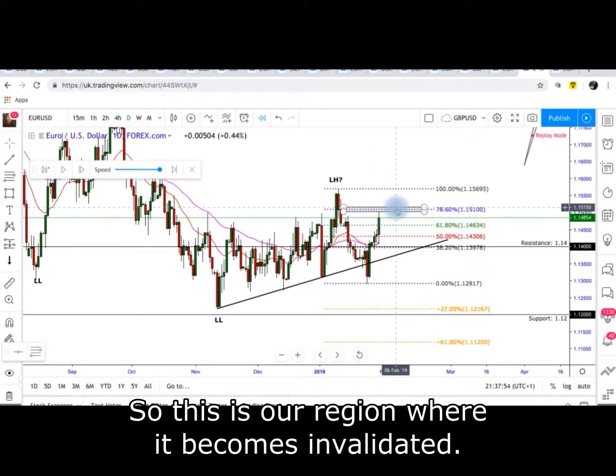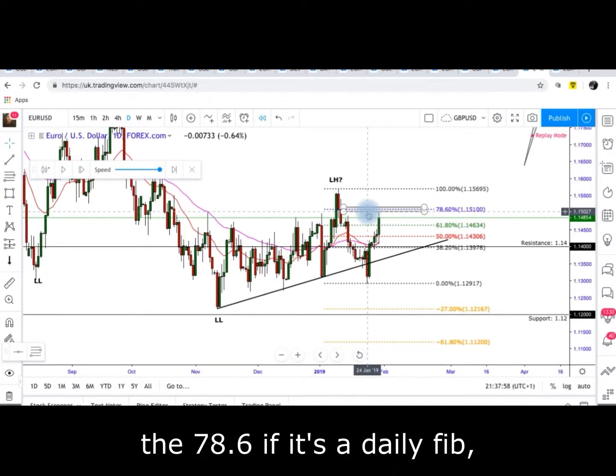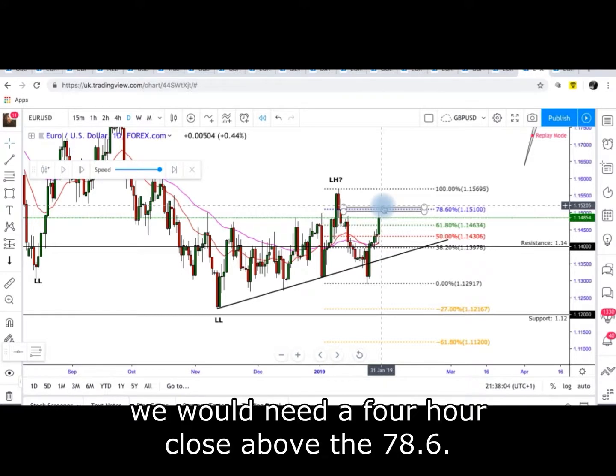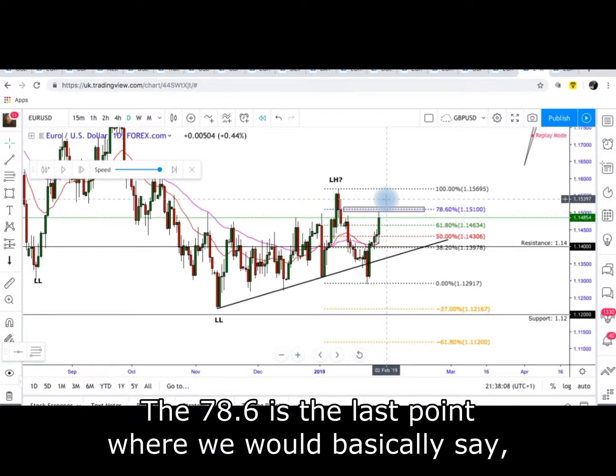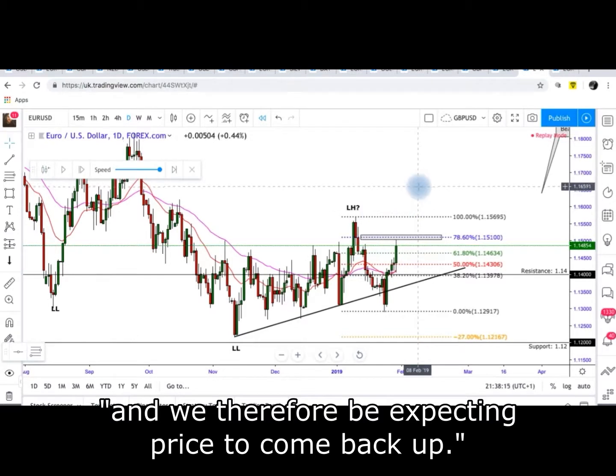So this is our region where it becomes invalidated. As I said in the previous videos, the 78.6, if it's a daily fib, we would need a daily close above the 78.6. If it's a 4-hour fib, we would need a 4-hour close above the 78.6. The 78.6 is the last point where we would basically say, nope, this isn't our new lower high, and we'd therefore be expecting price to come back up.